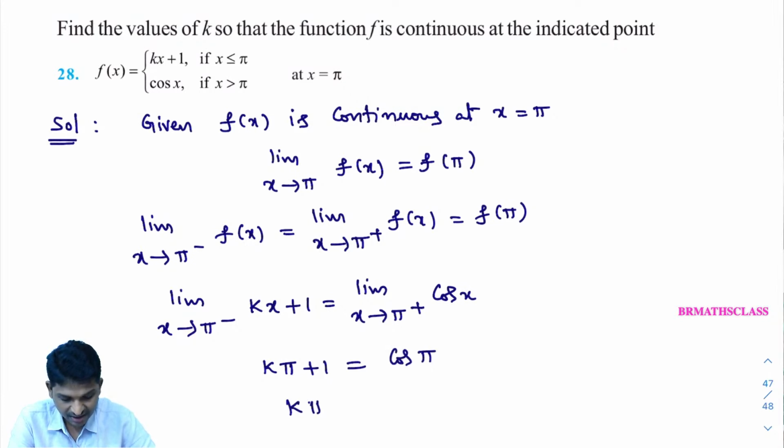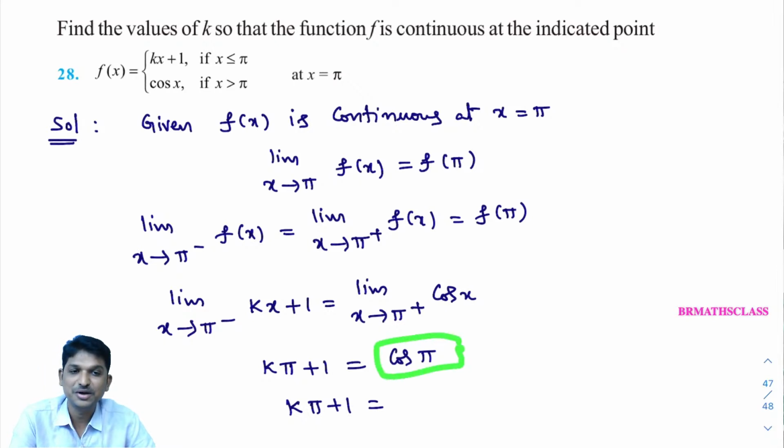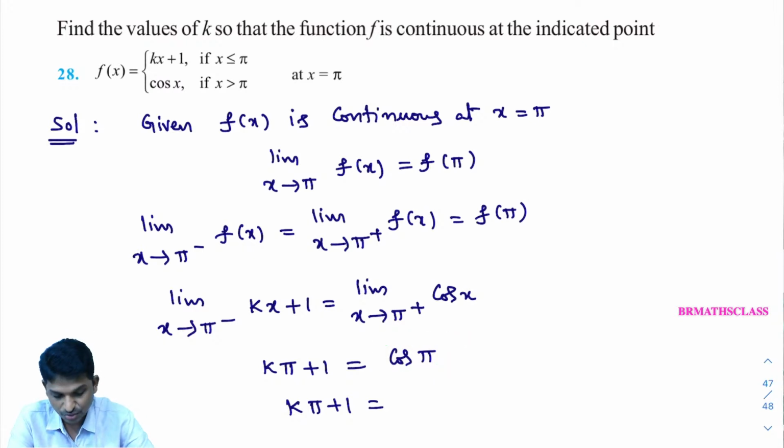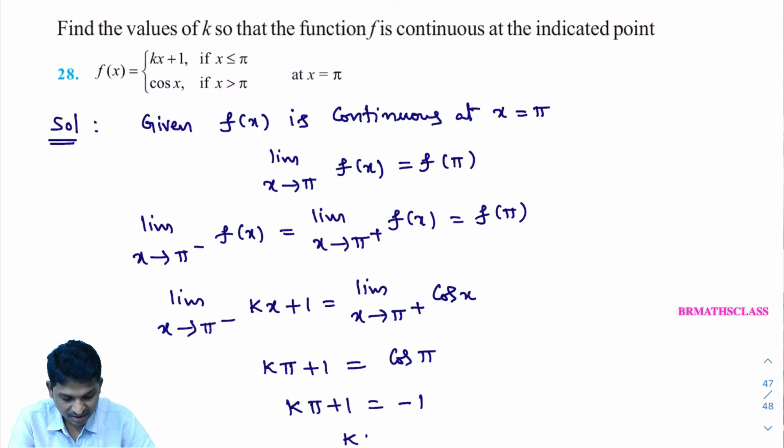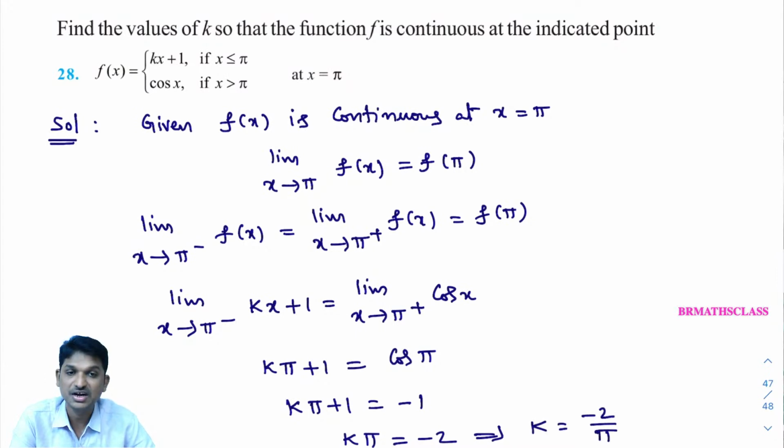K pi plus 1 equals, in the trigonometry table you learned the cos pi value. What is the value of cos pi? The value of cos pi is minus 1. So you write minus 1. Now I need the k value. So you take this plus 1 to this side. Then what you will get? K pi equals minus 1 minus 1, that is minus 2. From this you can write the value of k. What is the value of k? The value of k is minus 2 divided by pi.